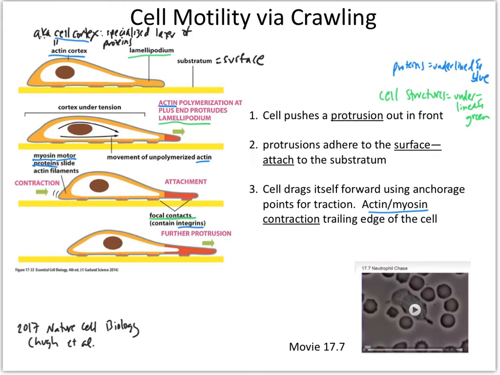This is the cell motility via crawling. And to highlight what the different roles are of the components in this process, I've underlined proteins in blue, and I've underlined cell structures in green. So let's take a look at this figure. It's figure 17-33 in your textbook.